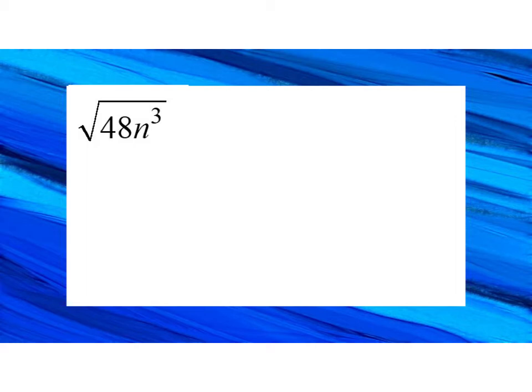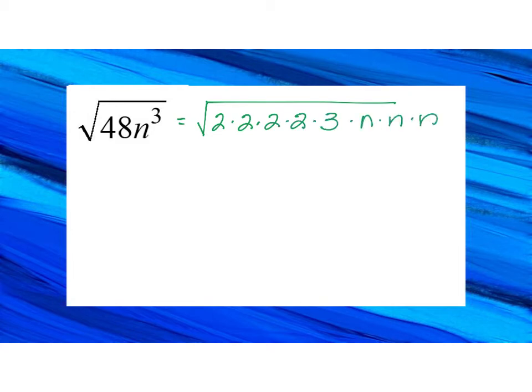All right, here's another one. This time we're going to use some variables. So again, I'm going to stretch this guy out. So 2 times 2 times 2 times 2 times 3, and then I have n times n times n. So our index again is 2, so I'm going to circle groups of 2. Here's a group of 2, here's a group of 2, and here's a group.